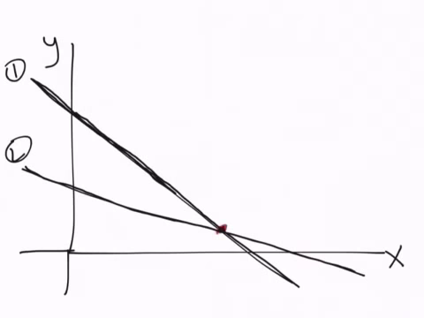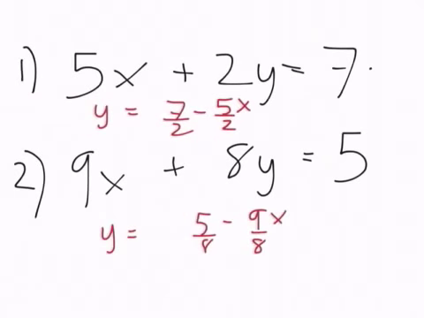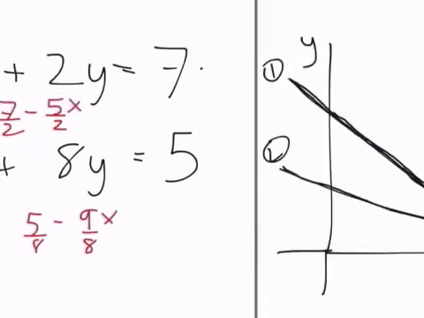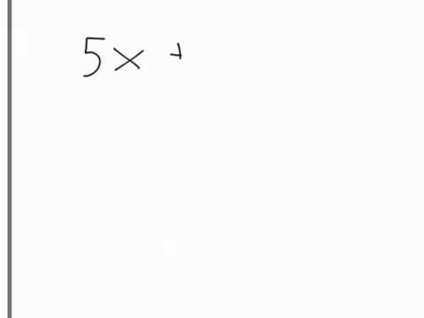But I'm going to show you another way of solving it using the equations. So let's write those equations again. 5x + 2y = 7.